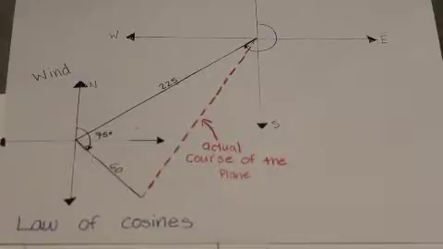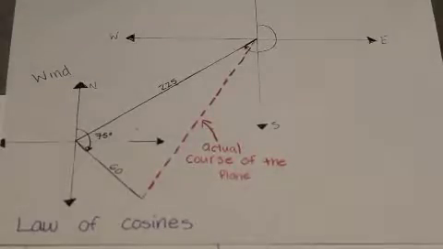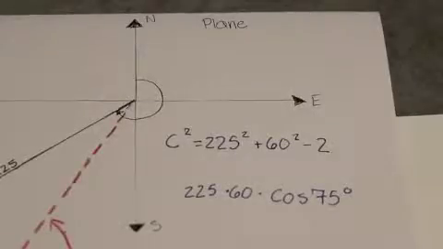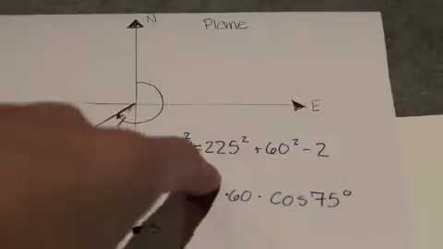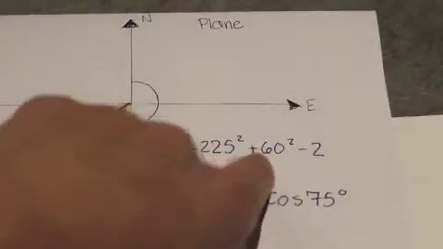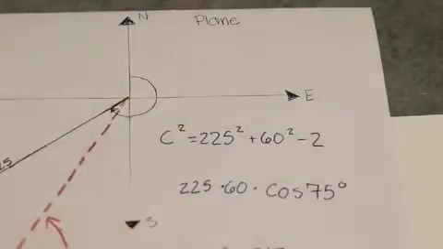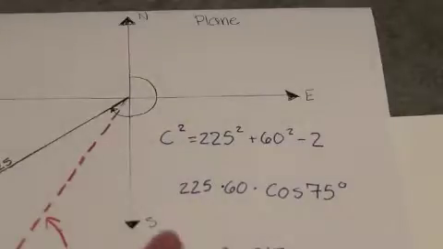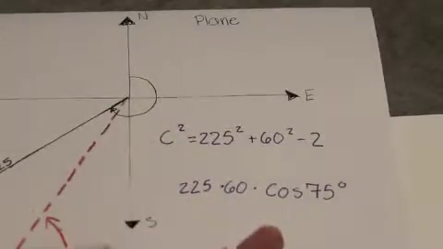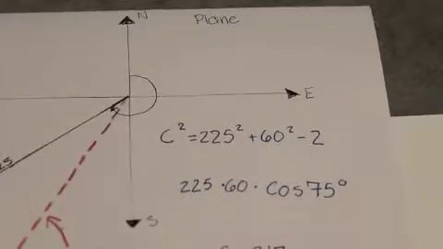So now that we know that one interior angle is 75 degrees, we can use the law of cosines to find the actual course of the plane. So, using the law of cosines, we know that c squared equals 225 squared plus 60 squared minus 2 times 225 times 60 times cosine of 75 degrees, which means that c equals 217 feet per hour.